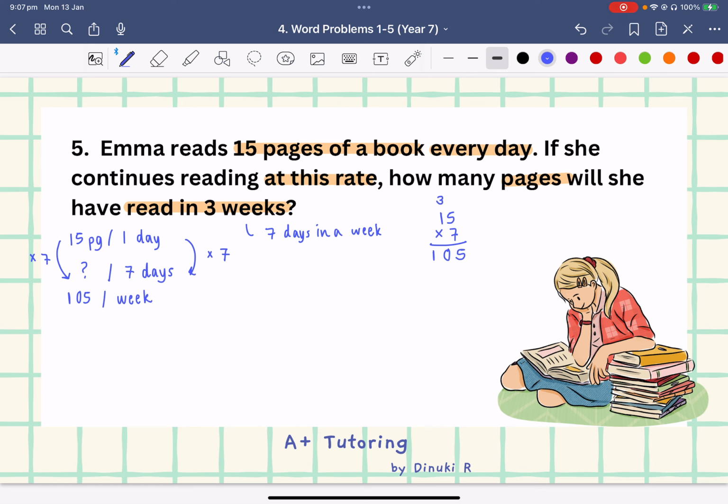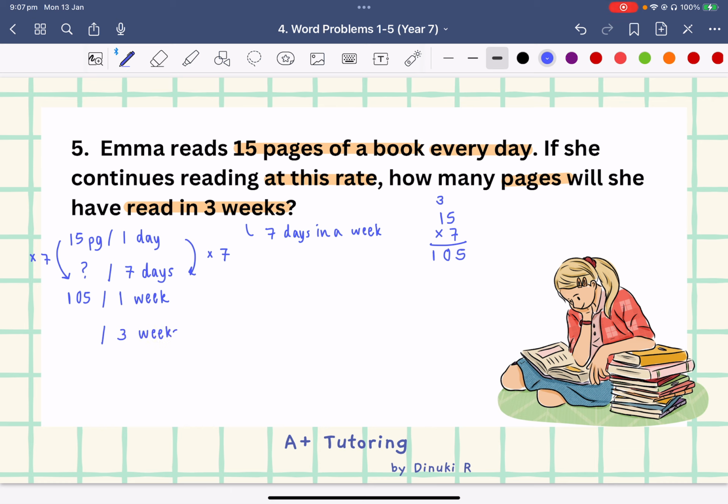or 1 week, right? Because 7 days equals 1 week. Now, is the question asking us to figure out how many pages she's read in 1 week? No, we're being asked how many in 3 weeks.